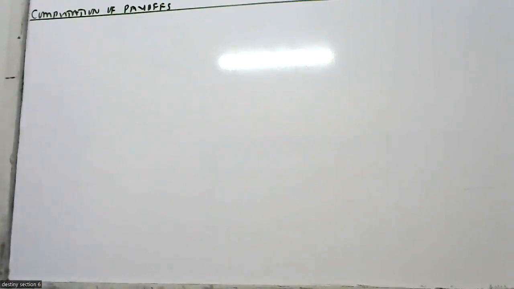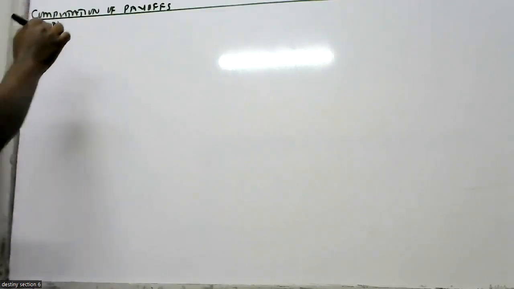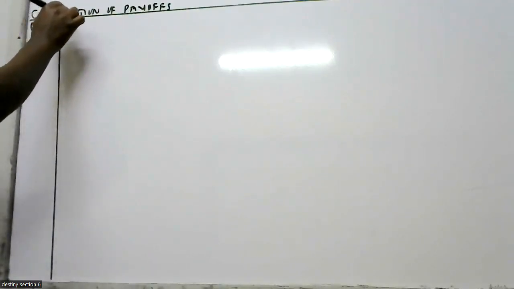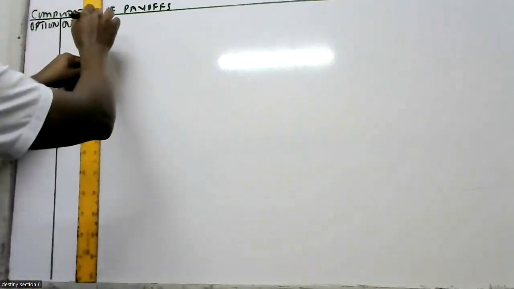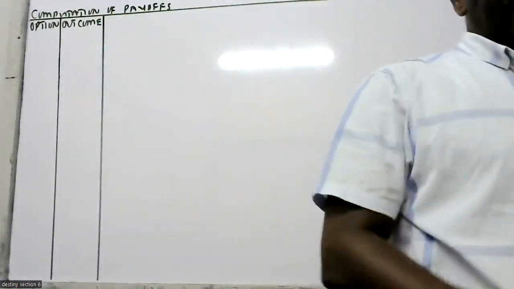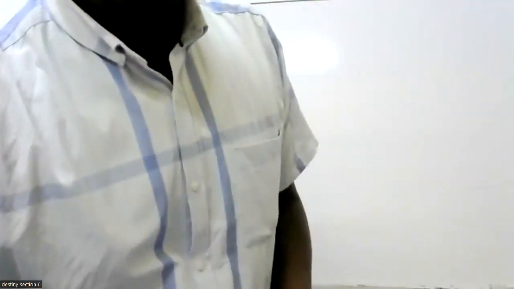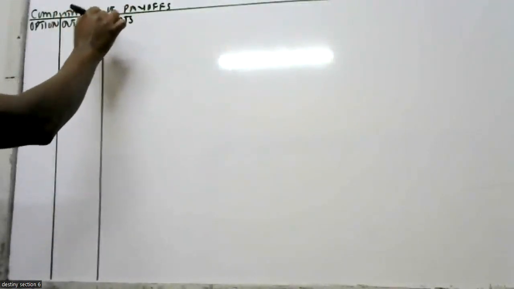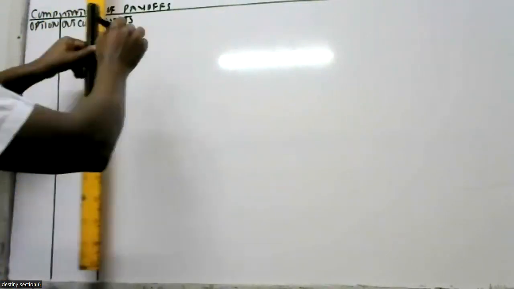Now, for the computation of payoffs, we use what we call the specific formula. And this is how it's going to be designed. We normally have the option here, that is the production. Then we have the outcome, that is the demand. Then we know that we are looking for profit. And profit is obtained as revenue minus cost. And we know that revenue is units sold multiplied by the selling price. So we are going to talk of units sold here. Units sold, we can call them A.